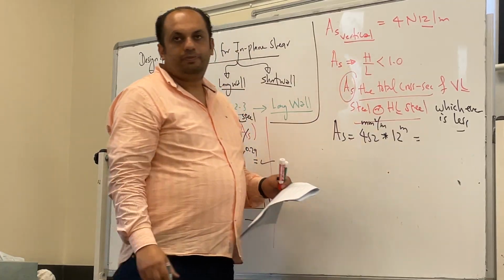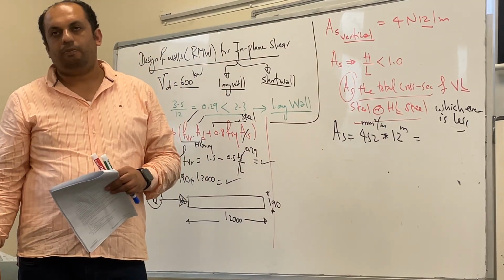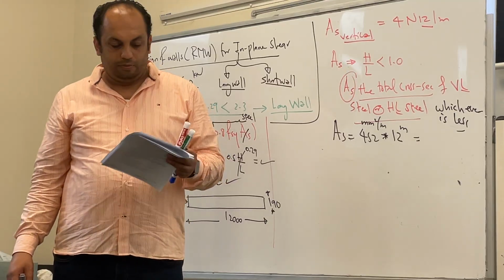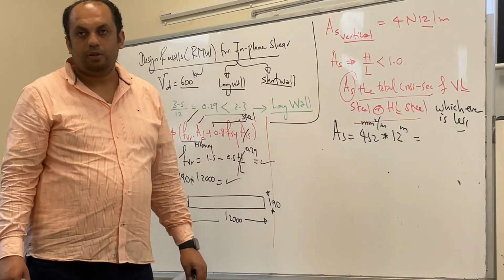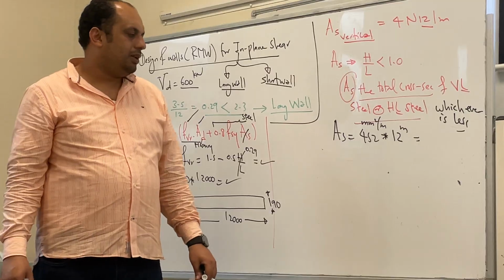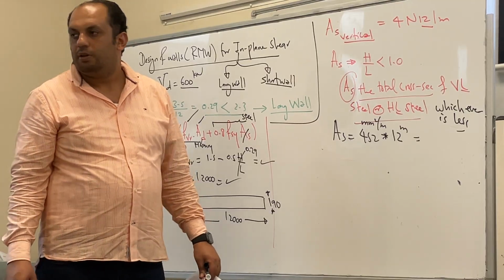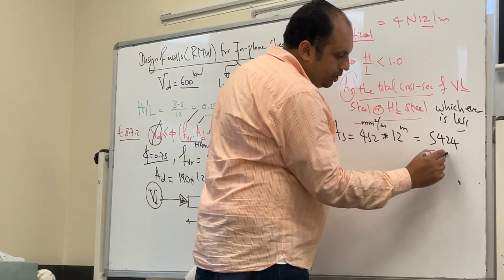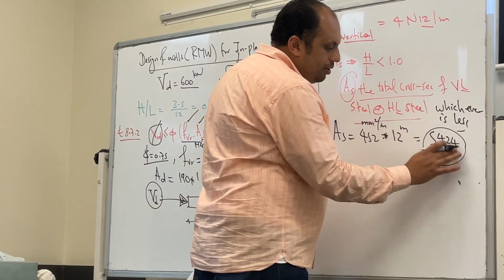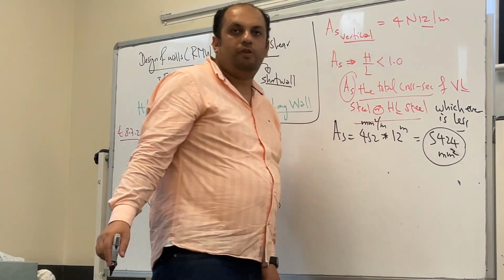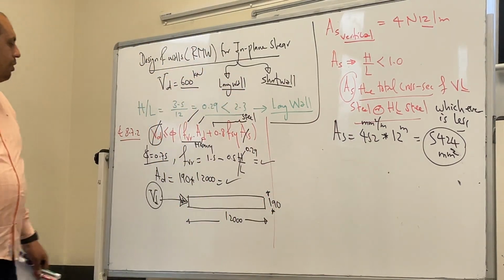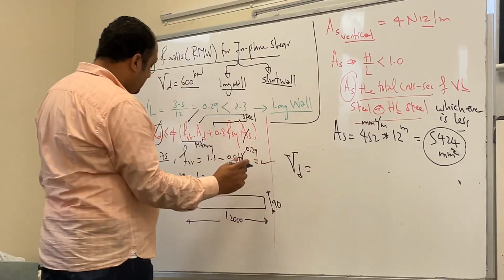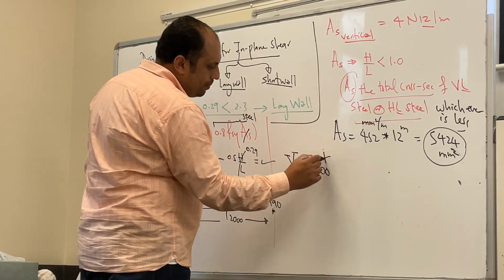So how much total? Almost 5,000, almost six, like 500. 5424. Thank you, Rohit. So this is the total reinforcement area in these 12 meters. Okay, so now we can check VD. 600. How much is the capacity?